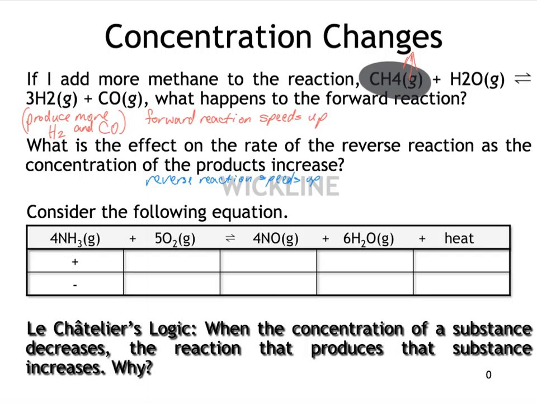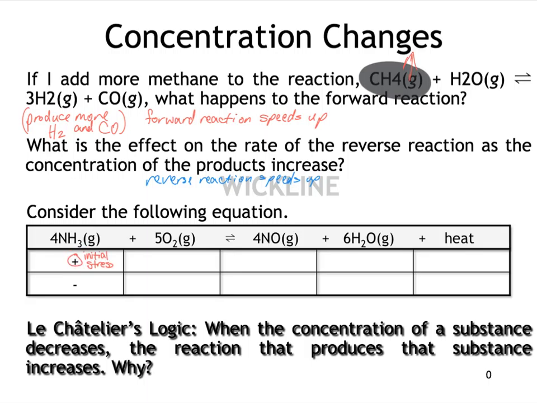All right, let's consider the following equation. In this equation we have gaseous ammonia reacting with gaseous oxygen to produce nitrogen monoxide in gaseous form, gaseous water vapor, and also heat, which we're treating as a product. If you carry this reaction in reverse, it's heat, water, and nitrogen monoxide colliding to create oxygen and ammonia. Both are valid.